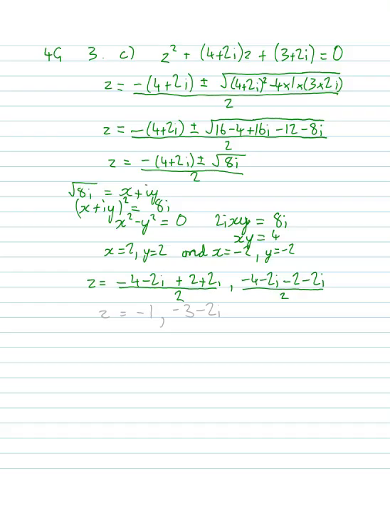Clearing this up, you get minus 2i plus 2i for the left hand one cancels, and that becomes real. Minus 4 plus 2 is negative 2, on 2 is minus 1, which is the first answer. And the second one is minus 6 minus 4i on 2, which is minus 3 minus 2i when you simplify it.